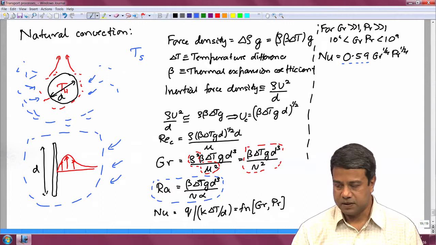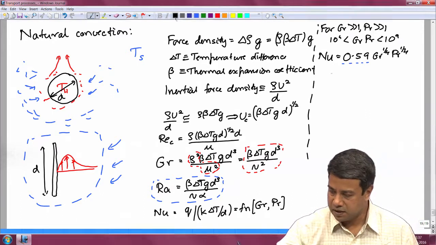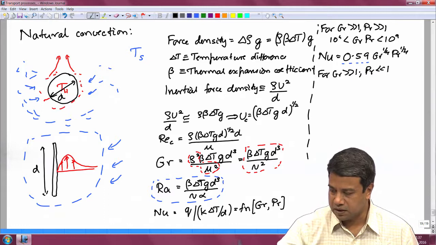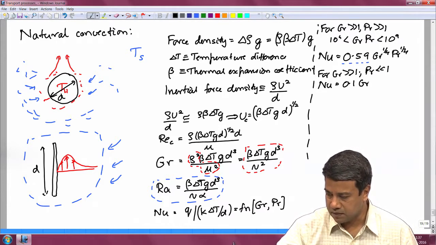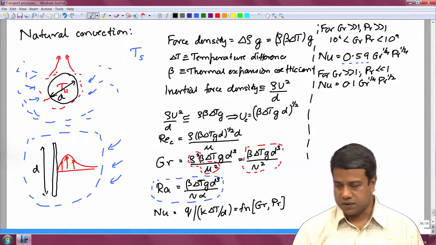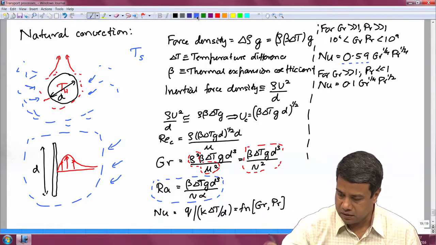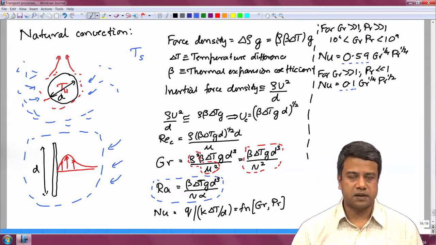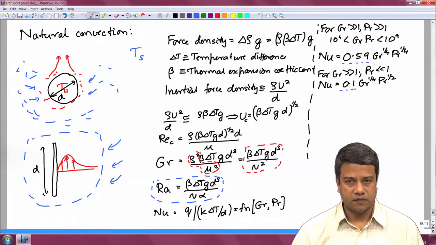Similarly, in the limit where the Grashof number is much larger than 1 and the Prandtl number is small, the correlation has another form, about 0.1 Grashof power 1/4, Prandtl power half. That is once again for a vertical heated plate. Once again, this numerical coefficient will change depending upon the geometry of the system. However, the dependence on the Grashof and Prandtl number will not change.